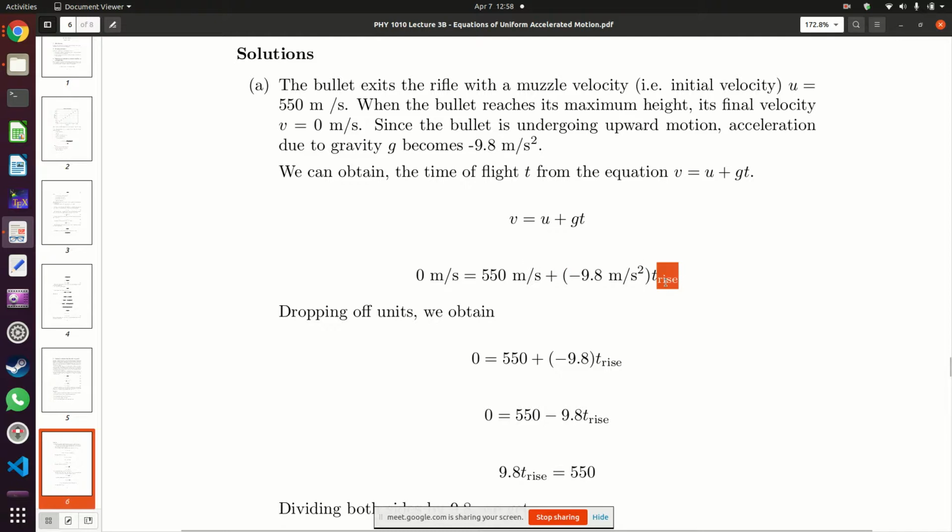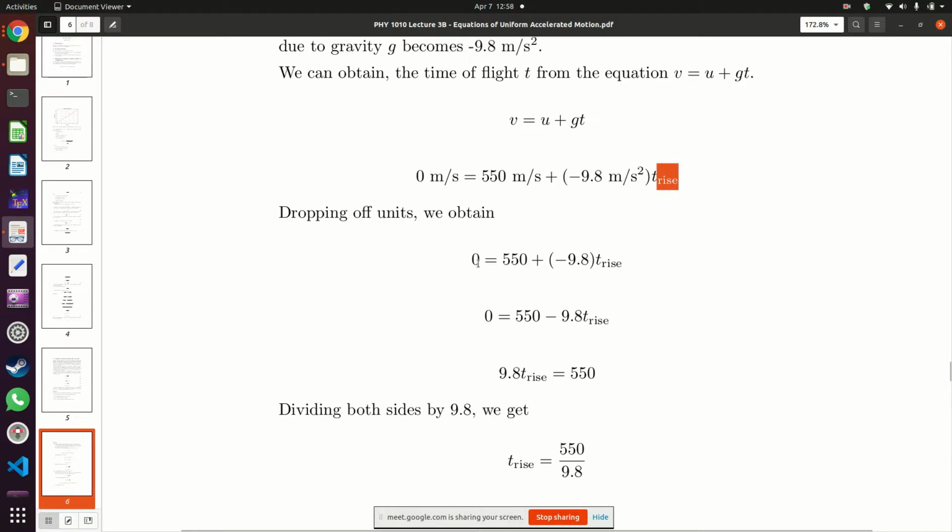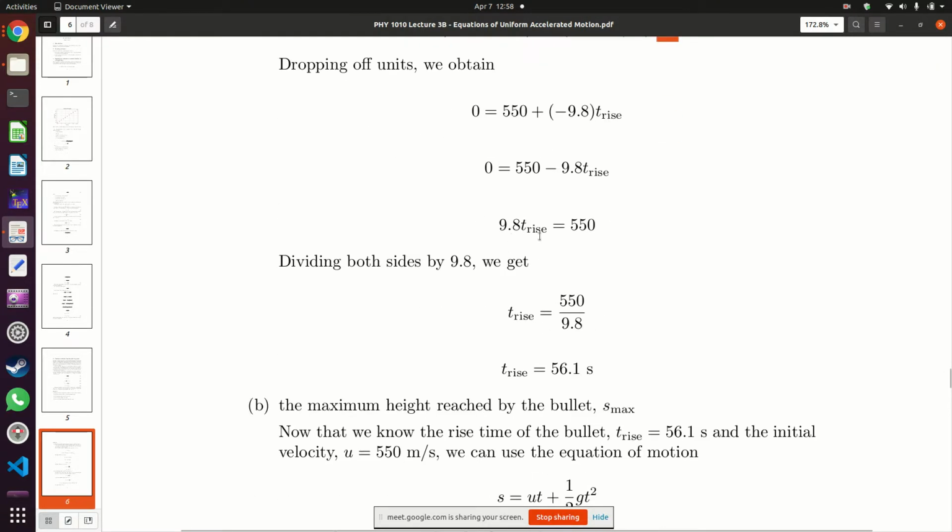Then we can work out how much the rise time is. We drop off the units, so we end up with 0 equals 550 plus minus 9.8 T. And this gives us 0 equals 550 minus 9.8 T. Then you take the minus 9.8 T to the other side, you have 9.8 T rise equals 550. Then you divide, T rise equals 550 divided by 9.8. Then you end up with T rise equals 56.1 seconds. So it takes 56.1 seconds to reach maximum height, which is less than a minute.